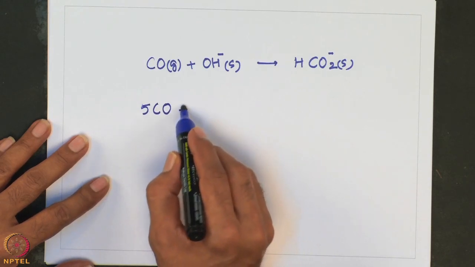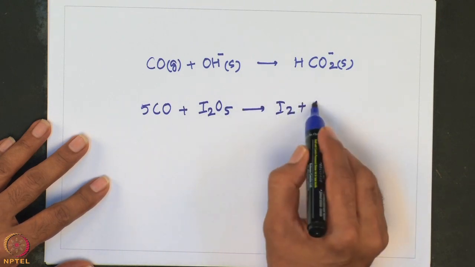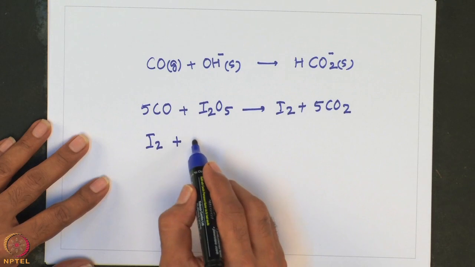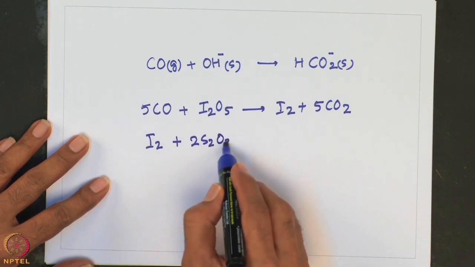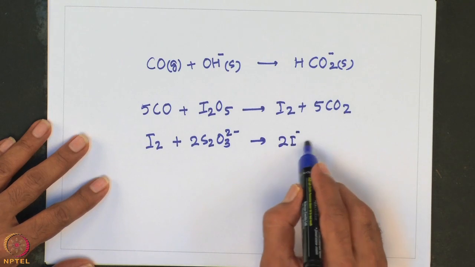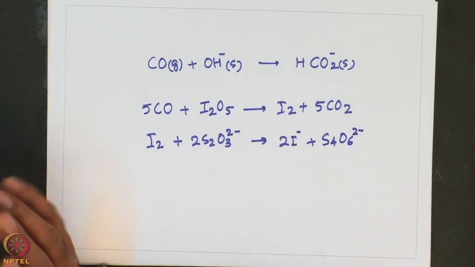For example, if you take carbon monoxide and treat with I2O5, iodine pentoxide, it gives I2 plus 5CO2, or one can take I2 and treat with thiosulfate ion, and it liberates iodide, I minus. So, the oxidation of CO to carbon dioxide is the basis of quantitative analysis for CO, with the formation of I2, which is titrated against thiosulfate, and the amount of CO is measured here.